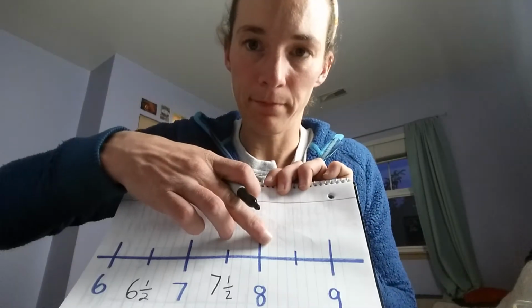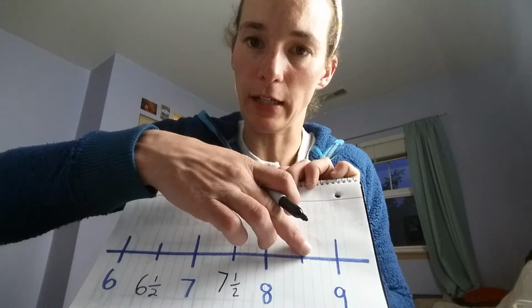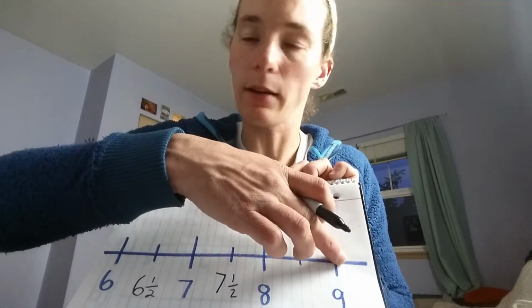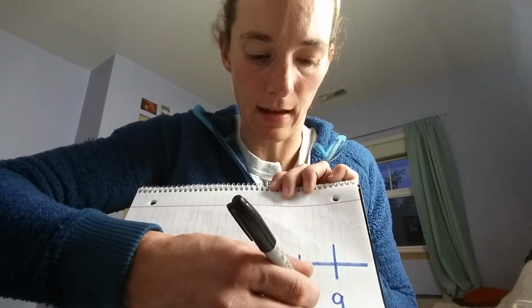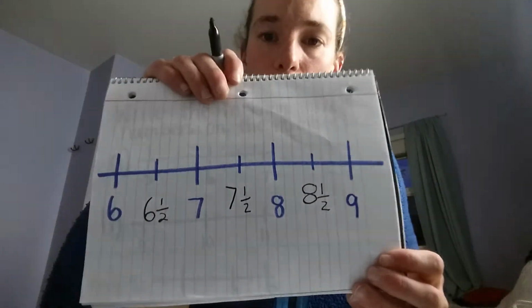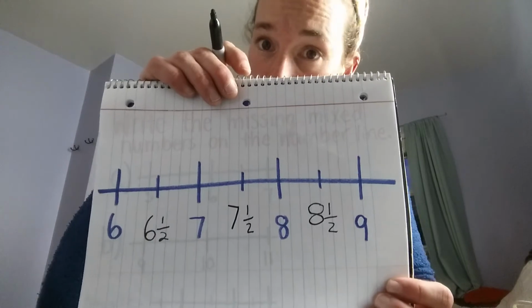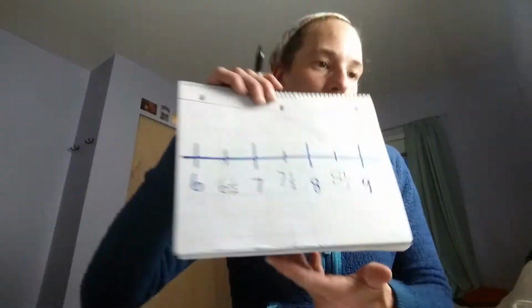Then 8. A little bit higher than 8, we're going to go to here. It's not all the way to 9. We're not to our next hole yet. It's 8 and 1/2. Make sure your number line looks like this. You could pause if you need to, and then we'll move on.